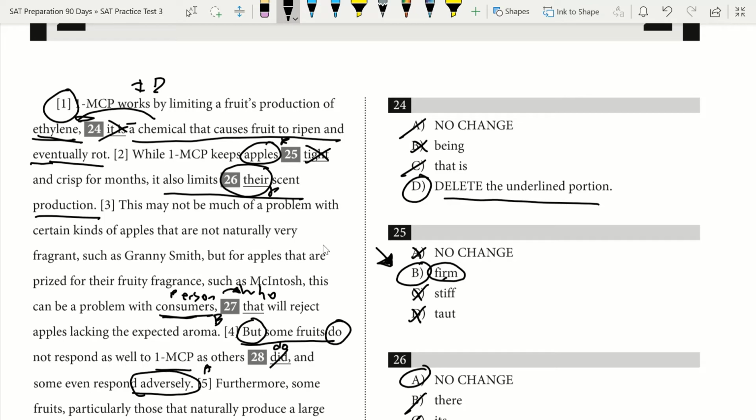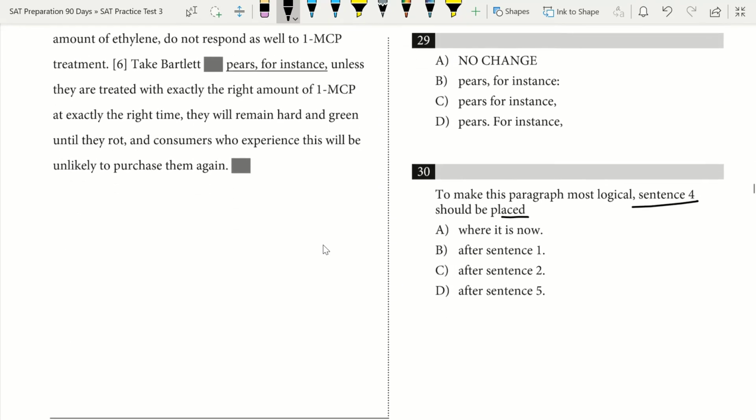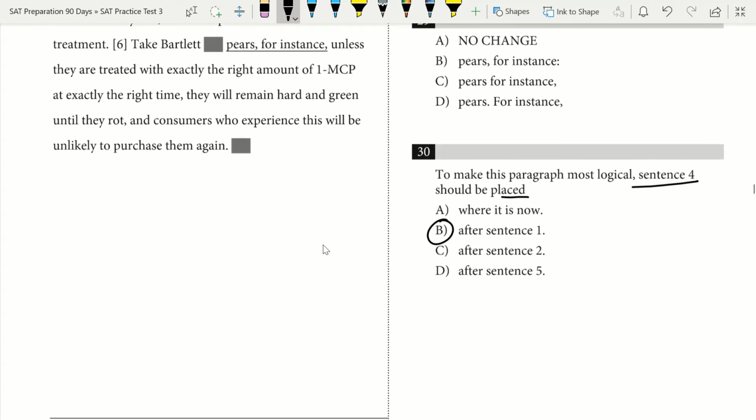Okay, so that is where we start talking about adverse effects, right? Limiting scent production. So that's what we wanted to come after our sentence. So our sentence needs to be placed in between 1 and 2. So before 2 or after 1 is what I'm looking for as my answer choice. I see I have B after sentence 1, so that'll be my answer for 30.